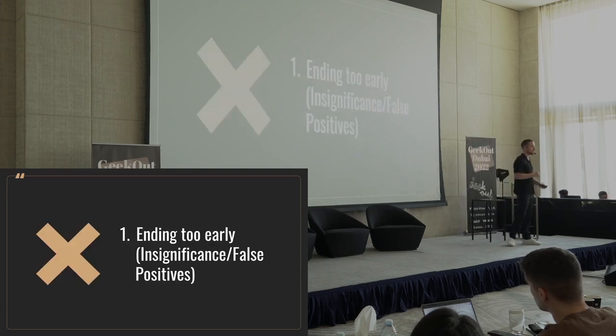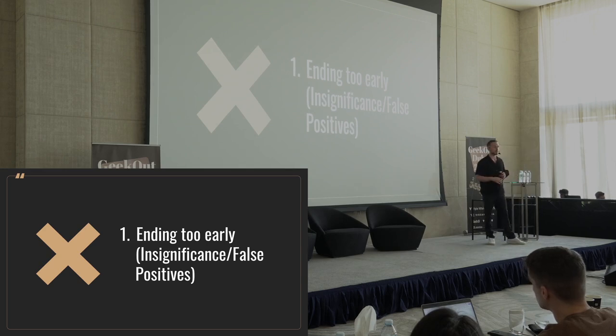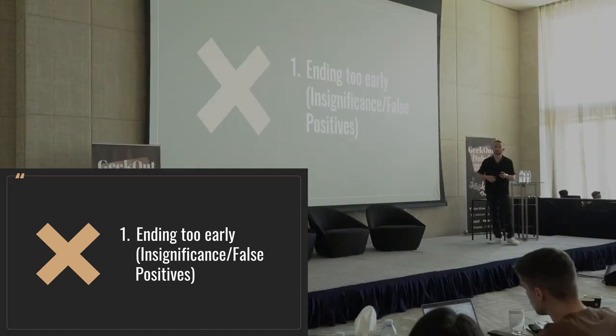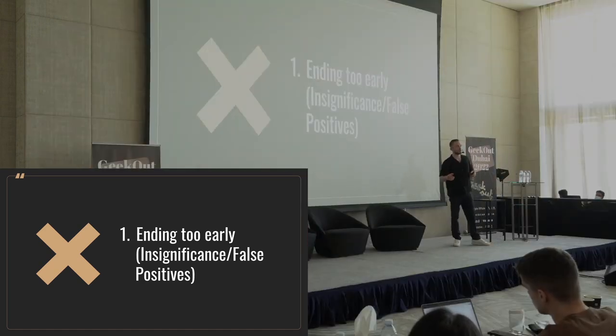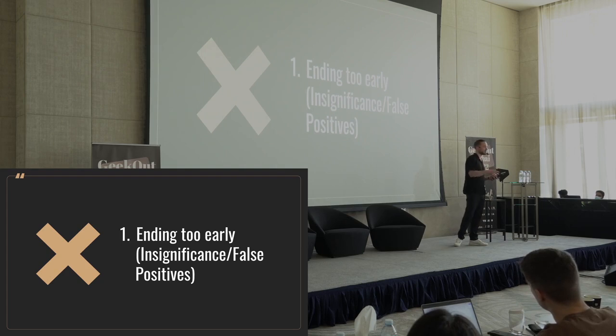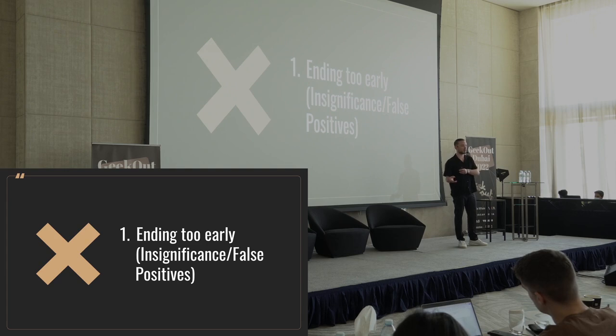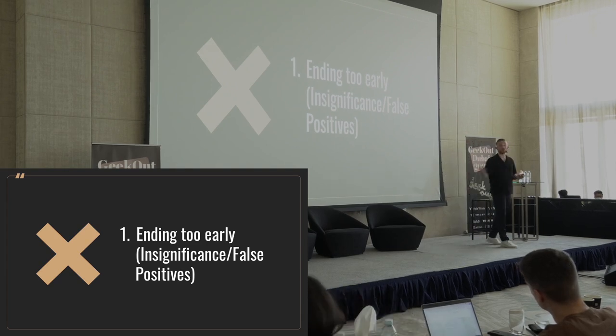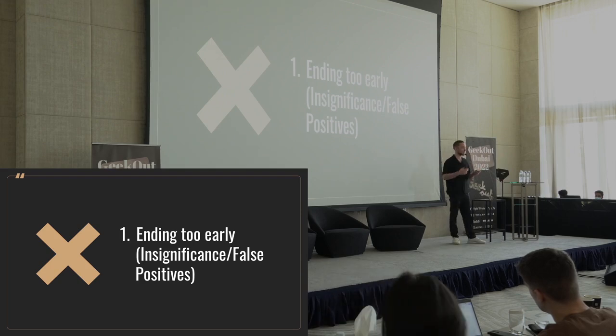First big mistake is ending tests too early. So having a test that runs for 3 days and then just pausing it and ending it. And this leads to insignificant results and also false positives. And this can really hurt you badly, because you think that you have a winning test and then you end it, implement it on your store, and it will decrease your conversion rate because it was a false positive, so it wasn't actually a winner.